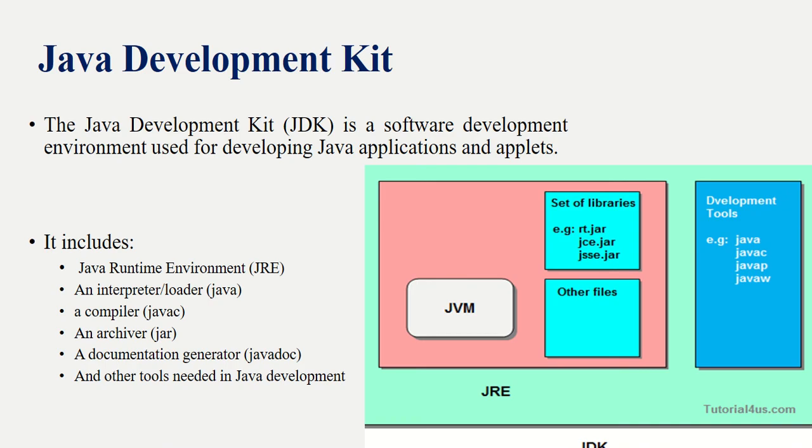The Java Development Kit, I'll talk about it in general. It is a software development environment used to develop Java applications and applets. It includes the Java runtime environment, loader, interpreter, compiler, document generator, and other tools. For example, it has the Java virtual machine, a set of libraries, and the JRE, and also development tools that you can use: a compiler, interpreter, or documenter, and so on.